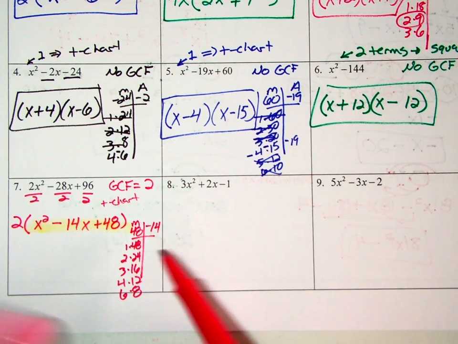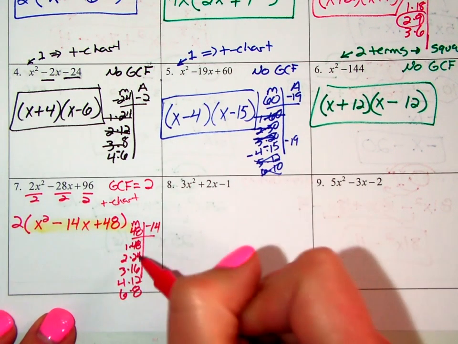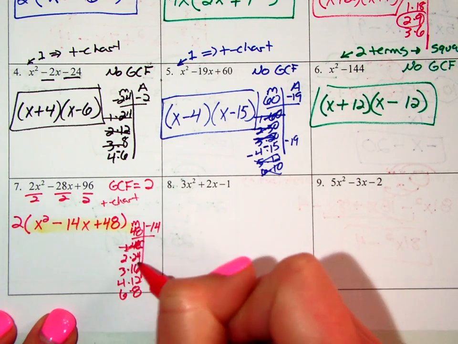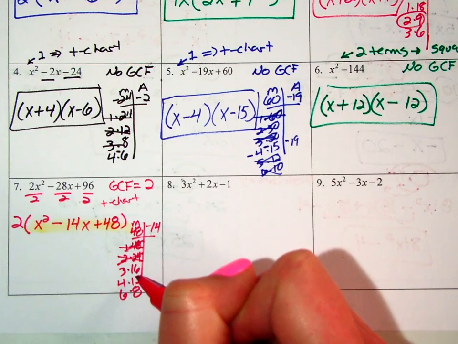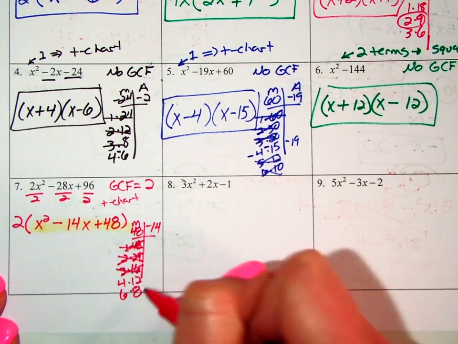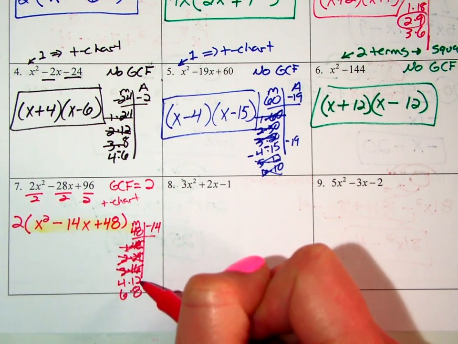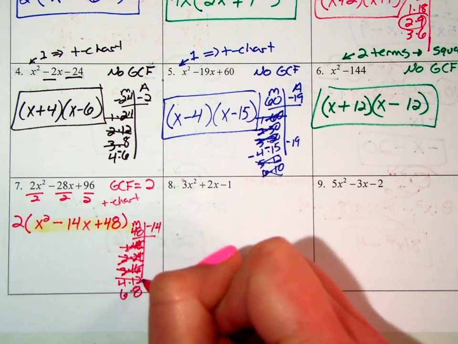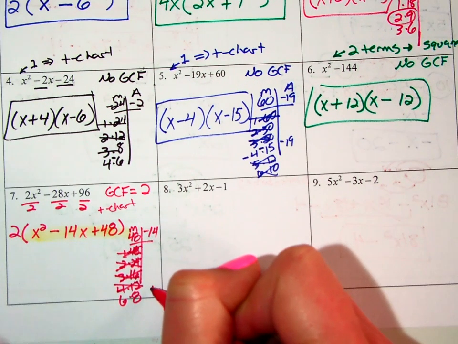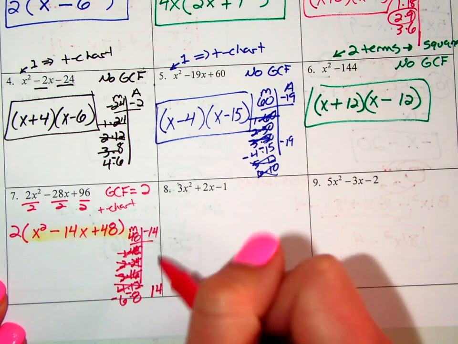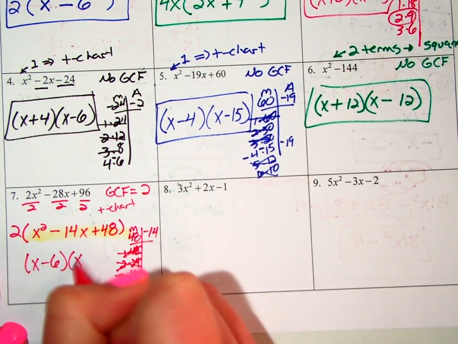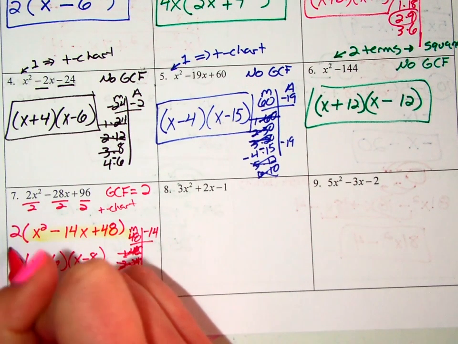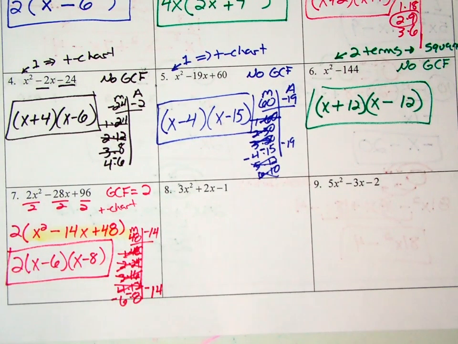So now we have to think about ones that would give us 14. Well, 1 and 48 is 49, and if we subtract 47. 2 and 24 is 26, and if we subtract 22. 3 and 16 is 19, and if we subtract it'd be 13. 4 and 12 is 16, and if we subtract we would get 8. 6 and 8 is 14, but we need them both to be negative to get a negative 14 and to give us a positive. So this is x minus 6, x minus 8, and don't forget to bring down your GCF out front. If you're missing the GCF, then your problem is incorrect.